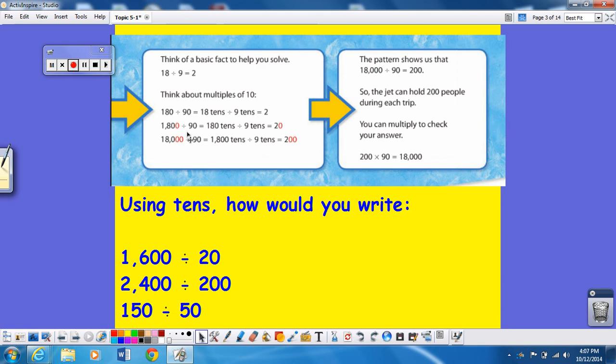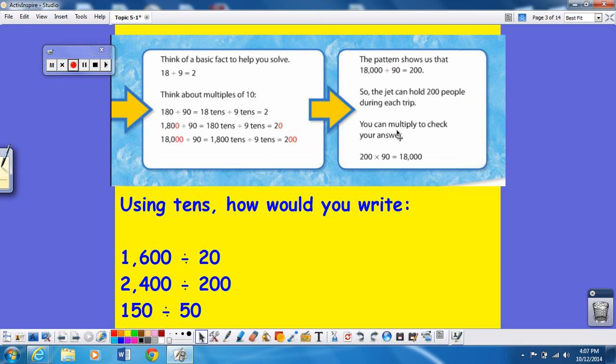You could also think of multiples of 10. You could say 1800 divided by 90 equals 180 tens divided by 9 tens, and that would give you 20. Or get all the way up to the original problem. 18,000 divided by 90 equals, that's 1800 tens divided by 9 tens, which gives you 200. So the pattern shows us that 18,000 divided by 90 is 200. So the jet can hold 200 people during each trip.